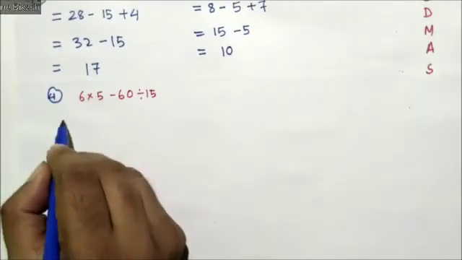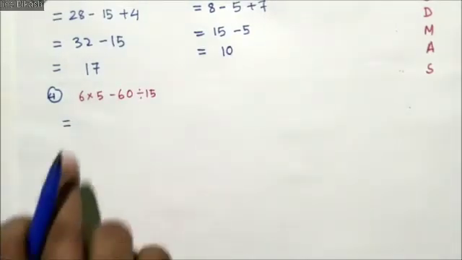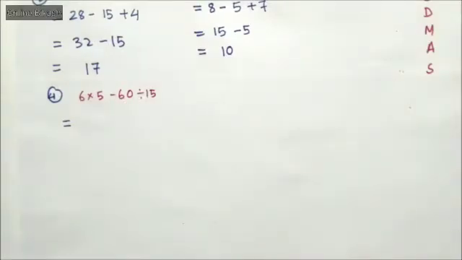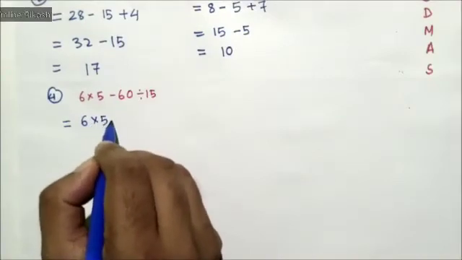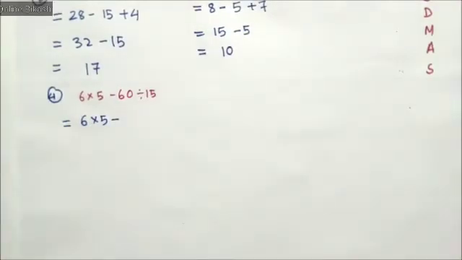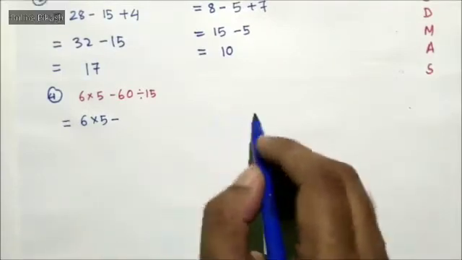What will we do? We will perform the division first. Here you can see multiplication, subtraction and division only. Among these operations, we will perform the division first. The rest will remain the same: 6 into 5 minus, till here it will be the same. Then 60 divided by 15.